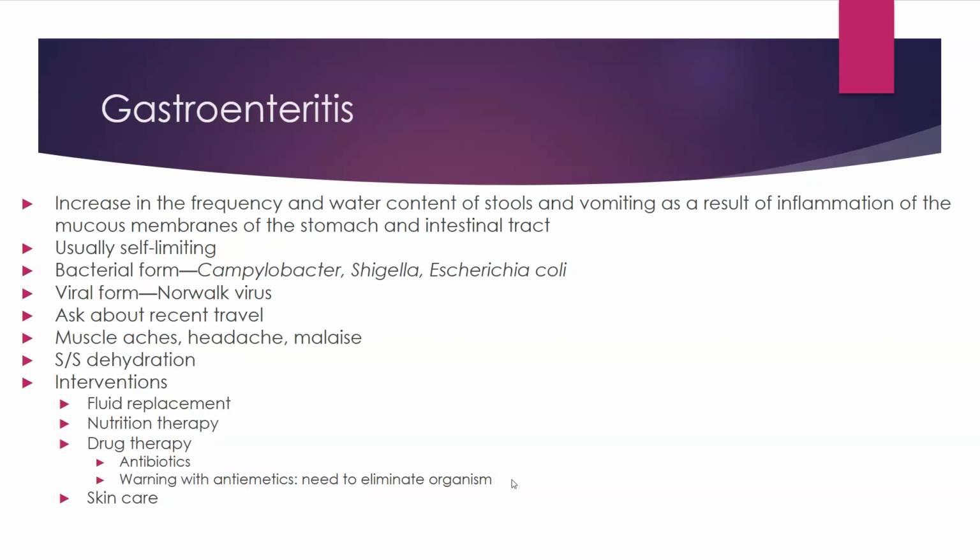Gastroenteritis, so this is inflammation of the mucous membrane of the stomach and the intestinal tract, usually self-limited. Bacterial forms can be Campylobacter, Shigella, E. coli, Salmonella, a whole host of things. Norwalk virus is one of the more common ones I've seen around here for a viral gastroenteritis, but you can start talking about C. diff or other things like that.